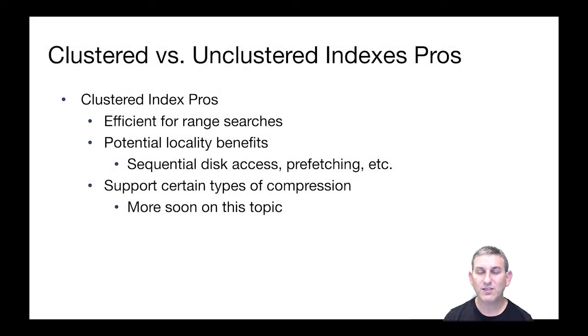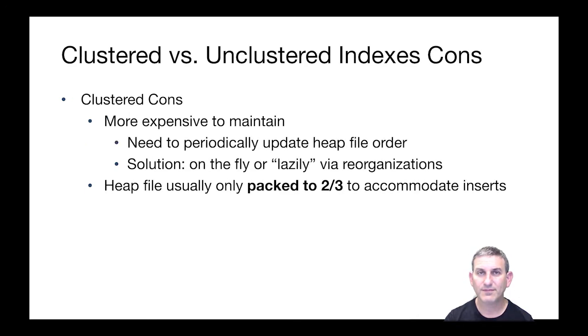So to summarize, clustered index pros: they're particularly efficient for range searches because as we saw in the queries previously, it's when you're looking at multiple pointers at the leaf level of the index that you get the benefit of clustering. So they're particularly good for range searches. They give you locality benefits because the heap file accesses are sequential, which allows us to do prefetching and all that good stuff for range queries. Clustered indexes will also support certain types of compression, and we'll see more about key compression in just a moment.